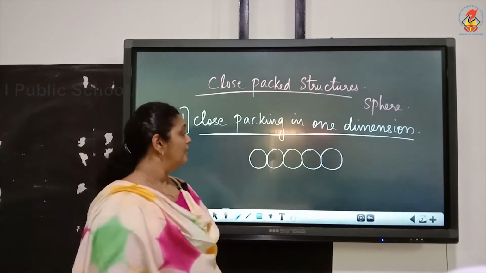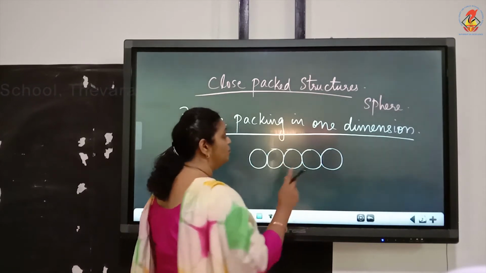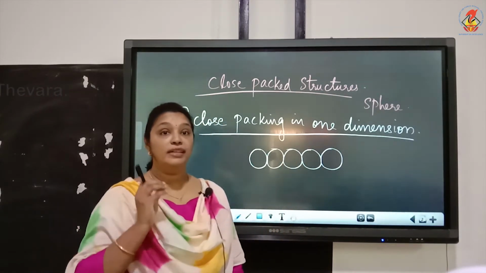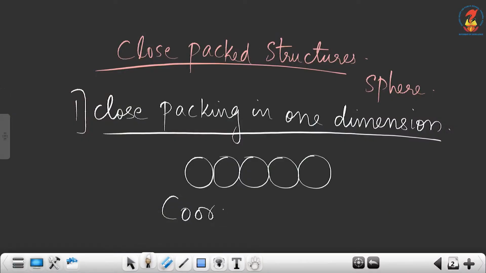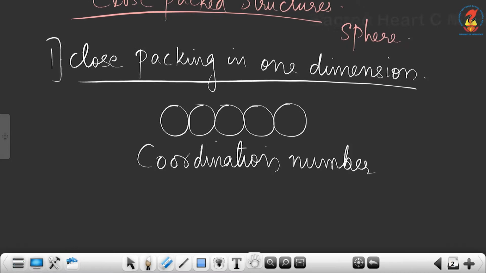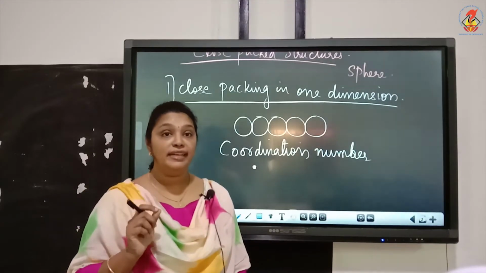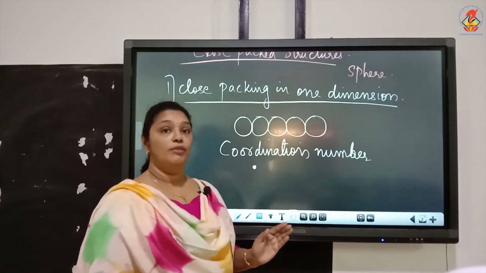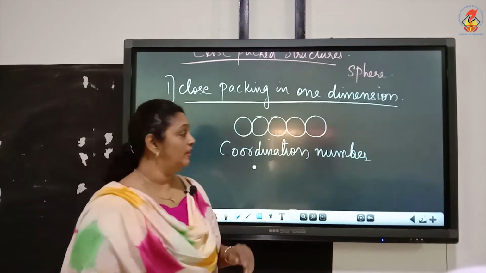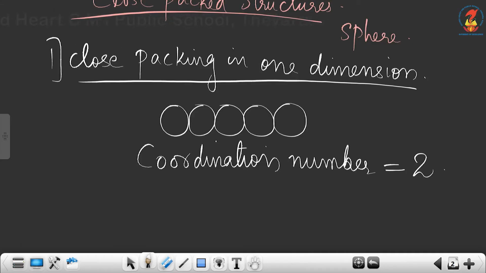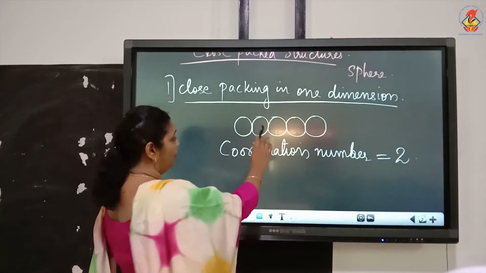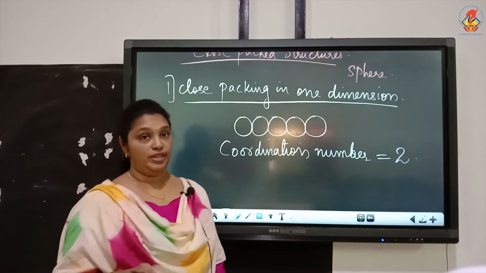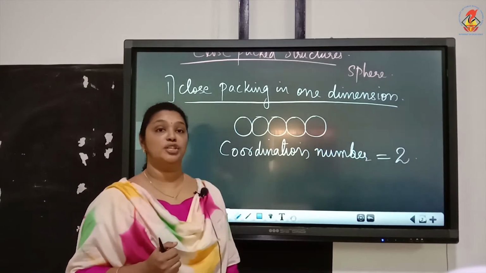And here you can see each sphere is in contact with 2 other spheres. So, here comes a term called coordination number. Now, what do you mean by coordination number? Coordination number is the number of nearest neighboring particles. So, you can see the coordination number for 1-dimensional close packing will be equal to 2. Why is it 2? Because each sphere is in contact with 2 other spheres. So, this is about 1-dimensional close packing.